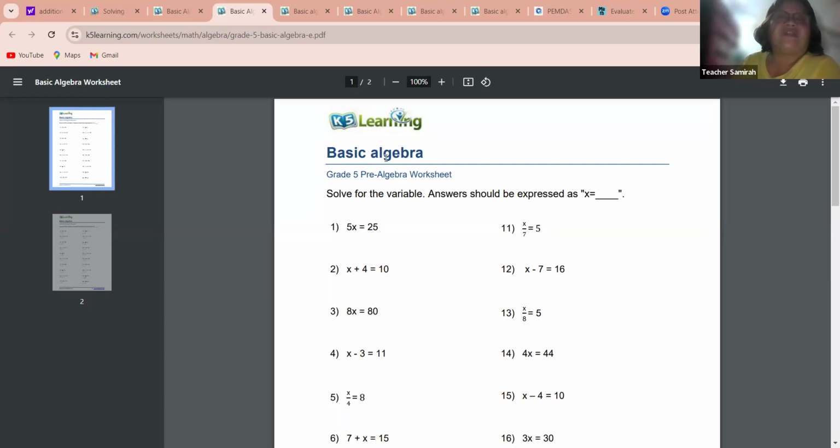So we have here another worksheet. Look at the worksheet. Number 1, 5x is 25, almost the same as earlier. Right? What will be your x? Hurry up. What will be your x? Okay, how about this? I am going to let you answer 1 to 5 and then 11 to 15. After which we are going to check if you were able to get a high score.